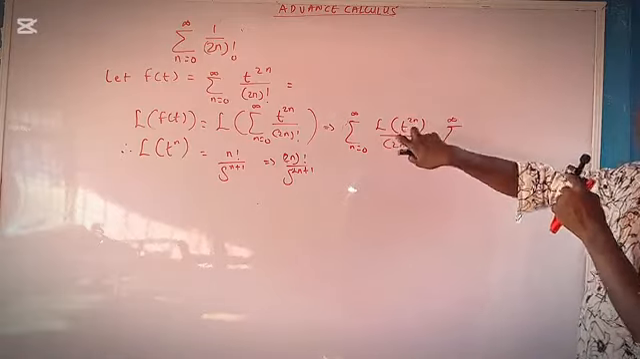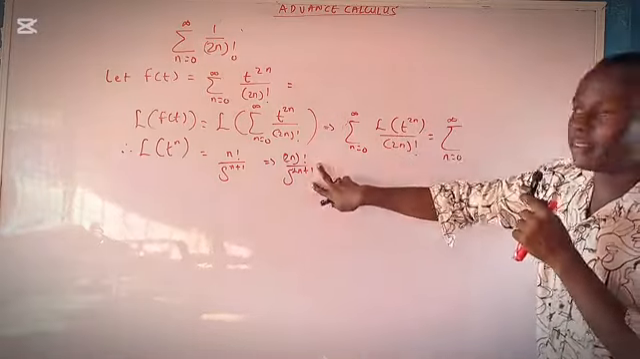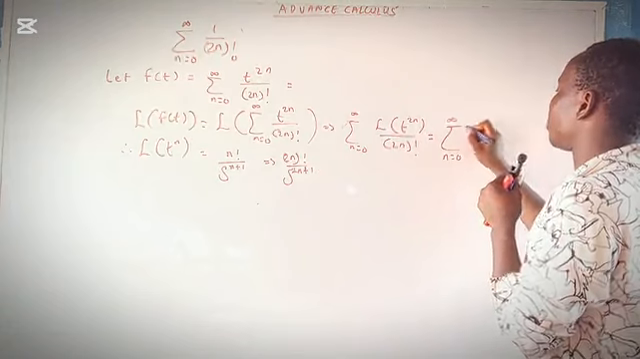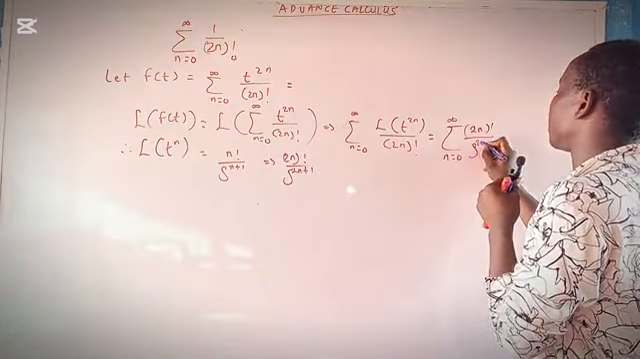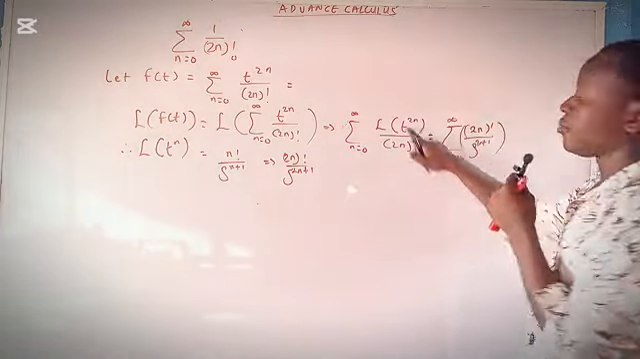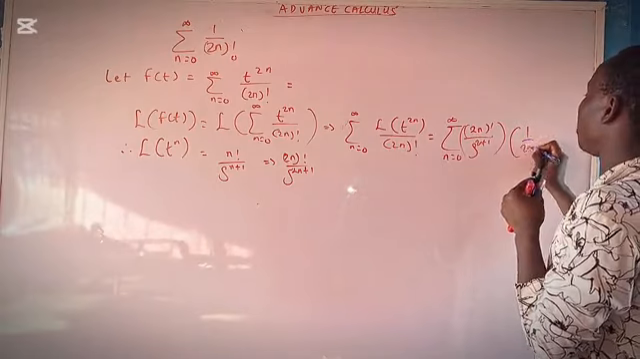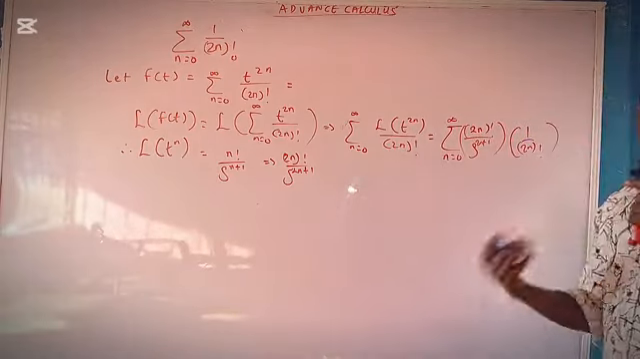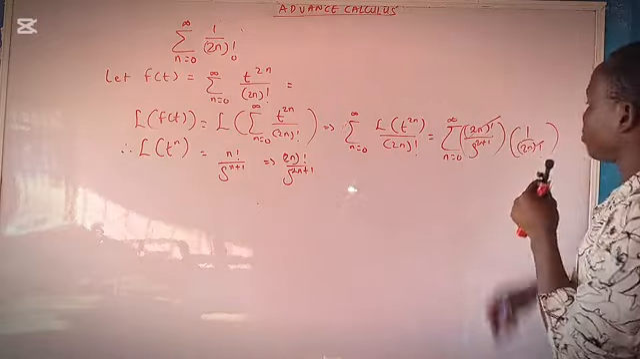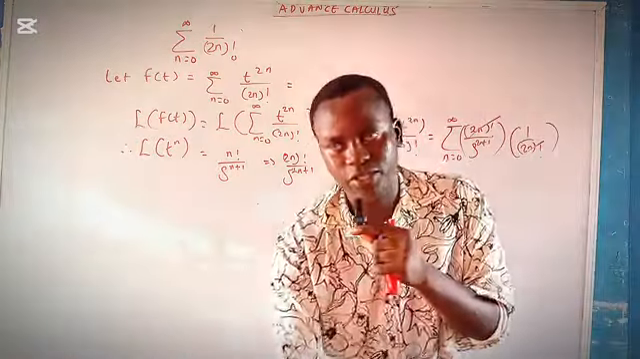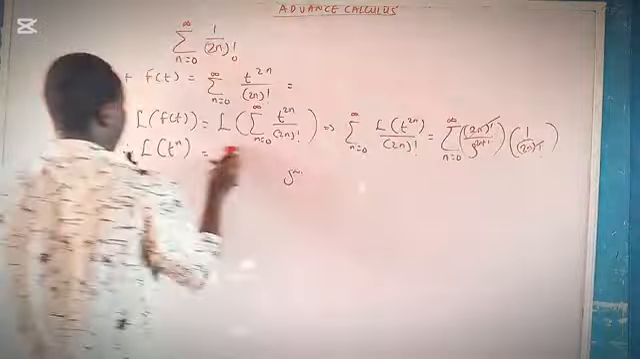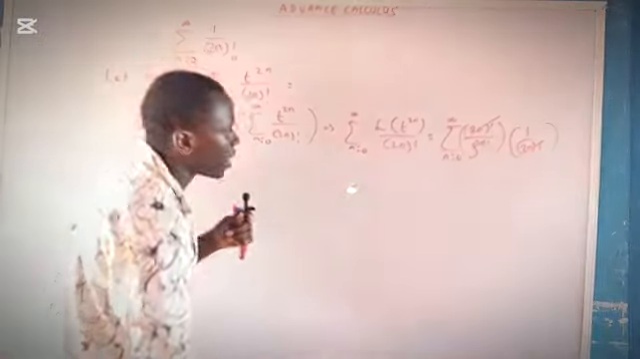So instead of me writing Laplace of t raised to the power of 2n, I'm going to write this, which is 2n factorial over s raised to the power of 2n plus 1, then multiply by 1 over 2n factorial that we are having here. Now, what do you notice? 2n factorial, we're going to cancel out 2n factorial. Okay, so let me clean these parts. Alright, so let's move on.